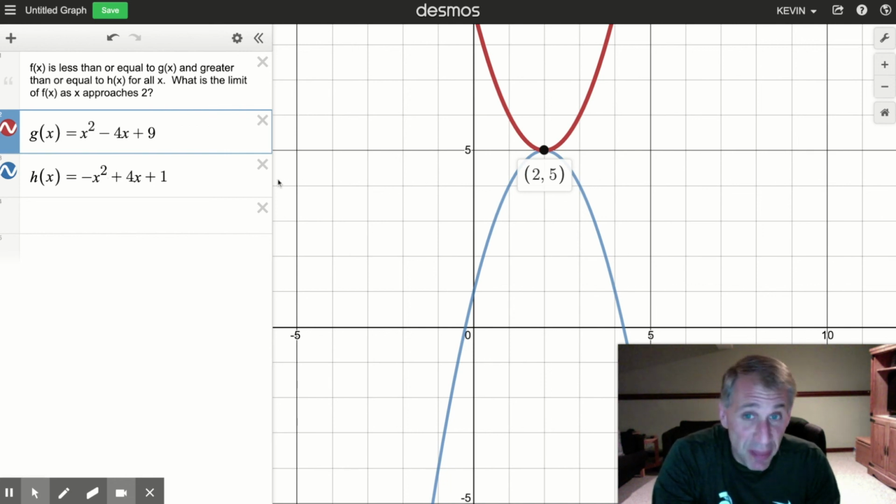By the Squeeze theorem, if f of x is always in between these two, you know that at 2, the only value that it can possibly take on is going to be 5. And therefore, the limit as x approaches 2 of f of x has to be 5. So when you see a Squeeze theorem problem, chances are you're going to have two graphs that meet up at a certain point. And the point where they meet up is also where you're going to be finding the limit of the function in question here, so the f of x.